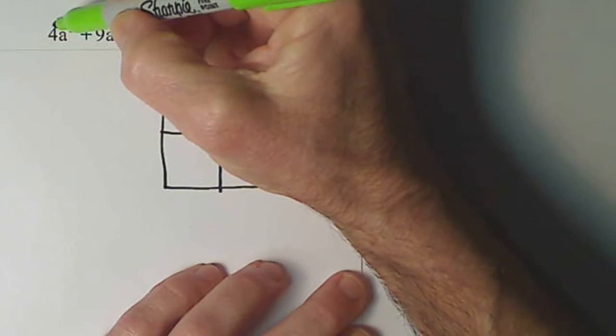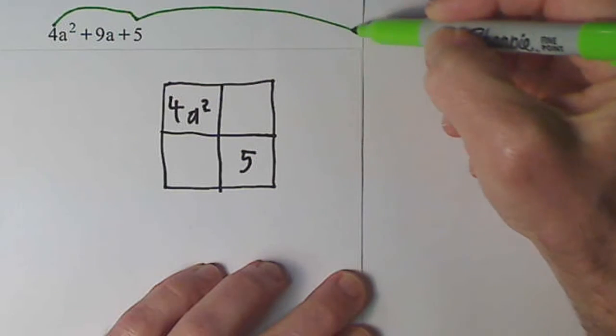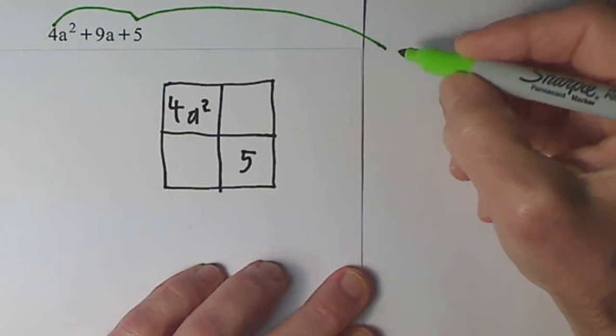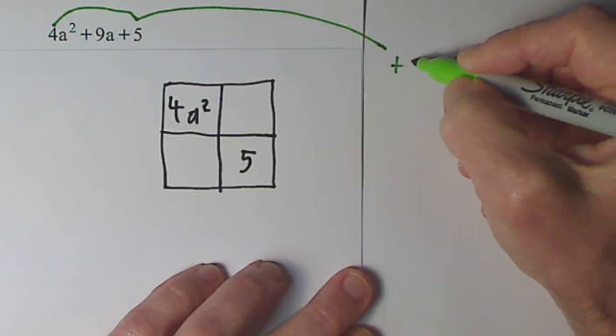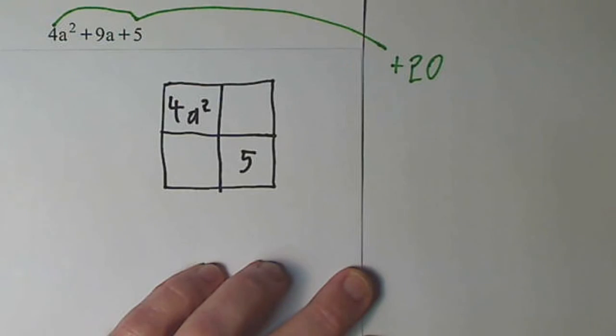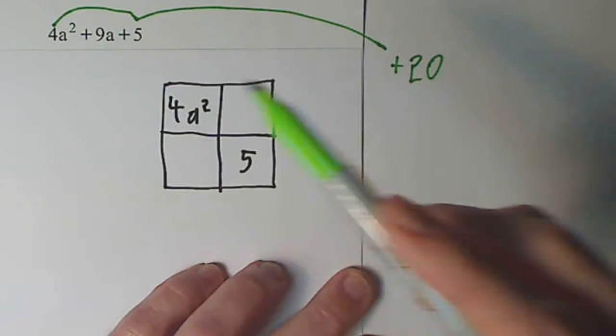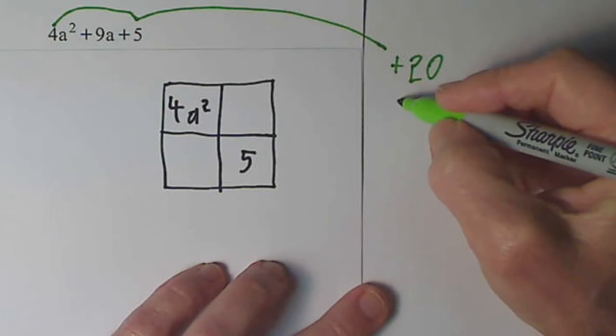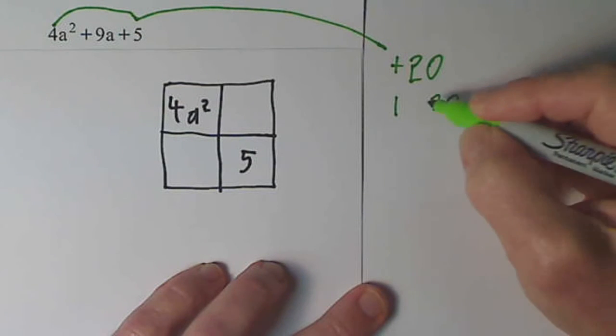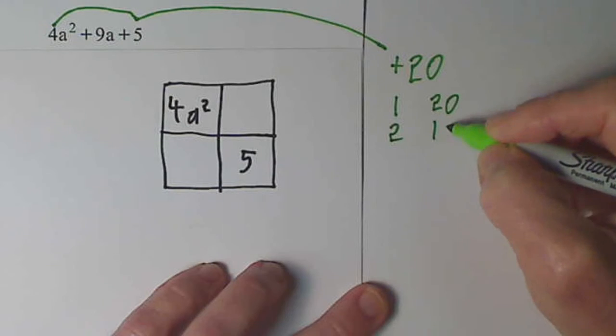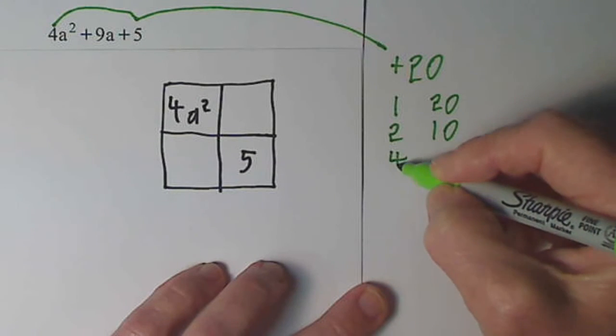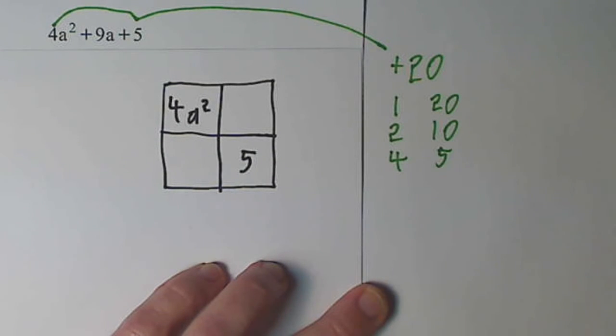You multiply the first term times the last term. And let's come way over here. That gives us a positive 20. I'm really just paying attention to the leading coefficients. So that's 1 times 20. You need to list all the factors. 2 times 10. 3 won't work. 4 times 5. There's all our factors.